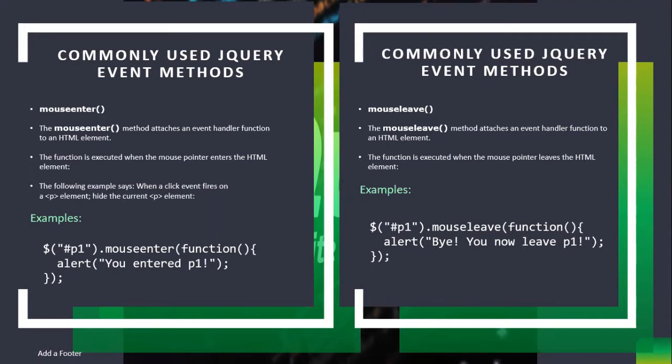The mouse leave method attaches an event handler function to an HTML element. The function is executed when the mouse pointer leaves the HTML element. So when our mouse enters here and then leaves, something will happen. The color changes, or it shows an alert saying "you now leave P1".